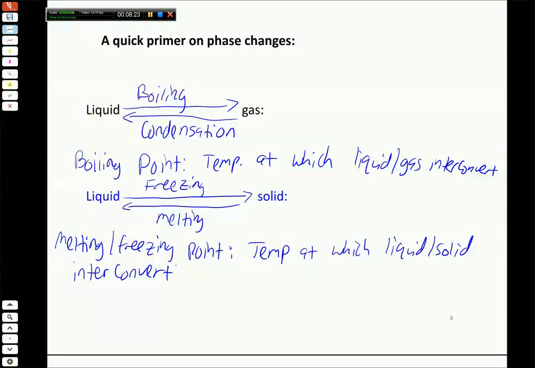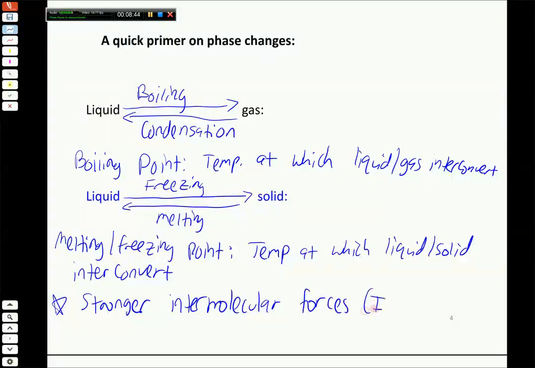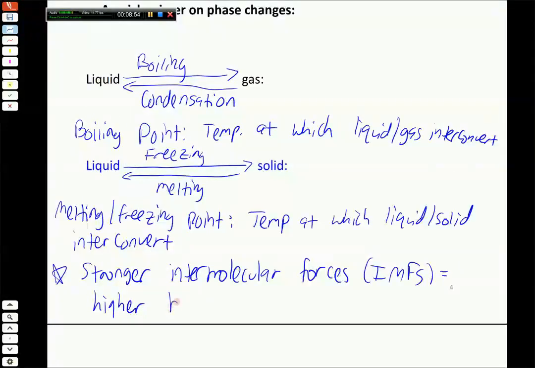Really the key concept in this part of the course, and why this is important when we talk about intermolecular forces, is that when you have stronger intermolecular forces, a lot of what we're going to be doing is talking about the strength of intermolecular forces and how we compare two substances to each other in respect to their intermolecular forces, which are abbreviated as IMFs. When you have stronger intermolecular forces, that correlates with a higher boiling or higher freezing point. And that's one of the key effects of these intermolecular forces.